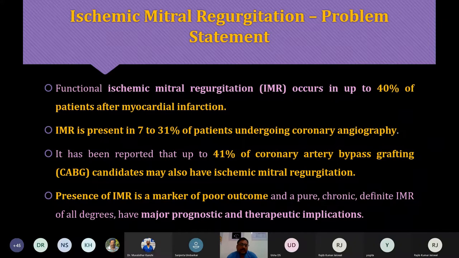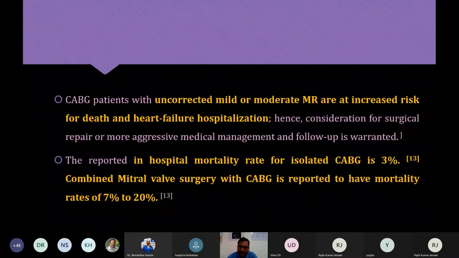Now, why is it important? Why so much about ischemic MR? Functional ischemic MR occurs in up to 40% of patients who have suffered a myocardial infarction. It is present in 7 to 31% of patients coming for coronary angiography. It has been reported that up to 41% of coronary artery bypass grafting patients may have some sort of ischemic MR, either trivial, mild, moderate, or severe. The presence of MR is a marker of poor outcome. Chronic ischemic MR of all degrees may have major prognostic and therapeutic implications.